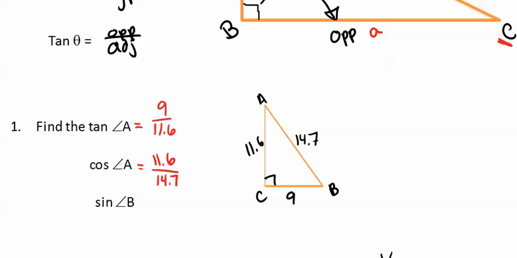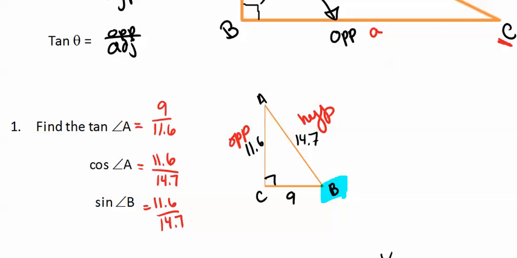And finally, we're going to do sine of angle B. This time we're going to be looking from this angle, and we want sine of angle B. And sine is opposite over hypotenuse. So in this case, opposite of angle B would be 11.6, and hypotenuse is 14.7. So it would be 11.6 over 14.7.